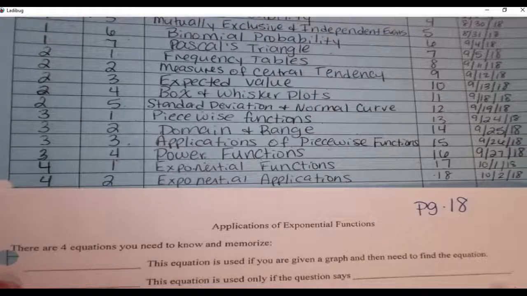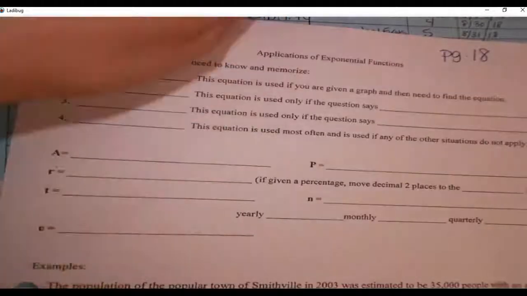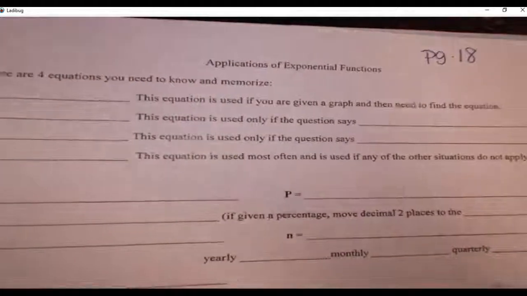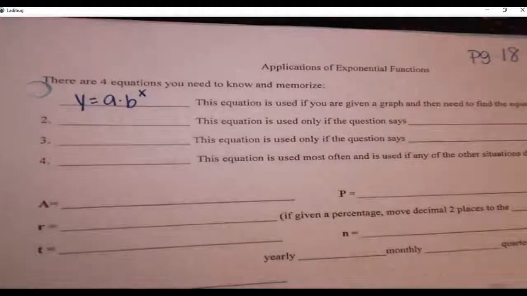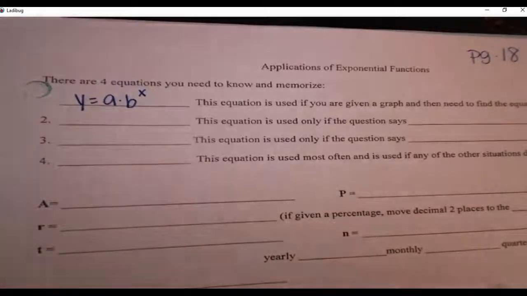So we're talking about applications of exponentials. We're looking at 4 different formulas. You should have done all 4 of these formulas before, so hopefully it's not brand new. The first one is the one that we looked at yesterday, which is just y equals a times b to the x. So what you have to do is decide which formula you want to use when. You use this one if you're given a graph, like those problems that we were doing yesterday.